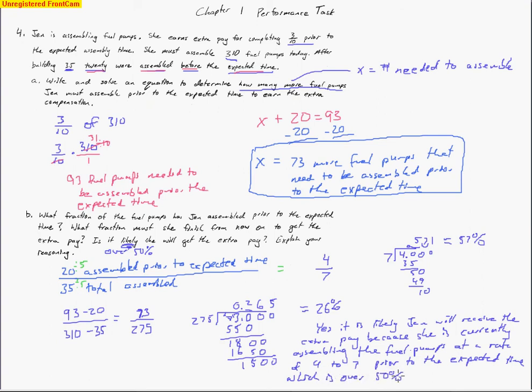So you see how if I did 4 into 7, or 7 into 4, that gives me 57%. So that's higher than 50%. So definitely I would say it's above that, meaning that it would be likely. And so yes, I do think she'll end up getting that extra pay, as long as she keeps up with what she's got. So those are the types of problems you're going to end up seeing on that performance task. Good luck.